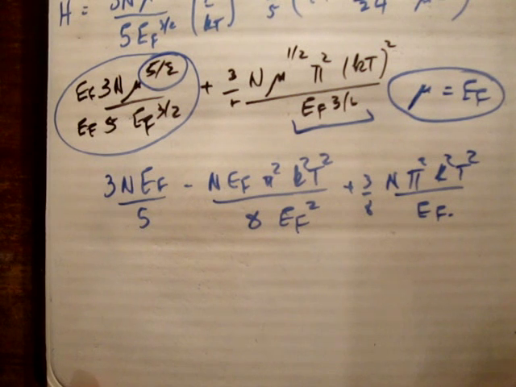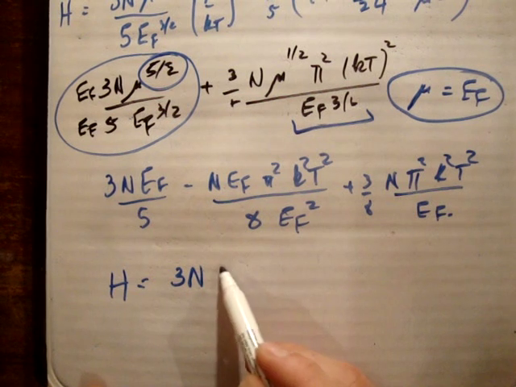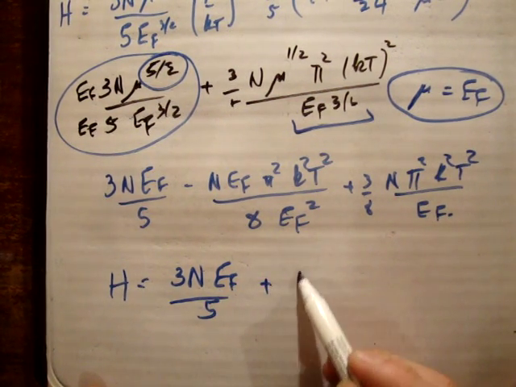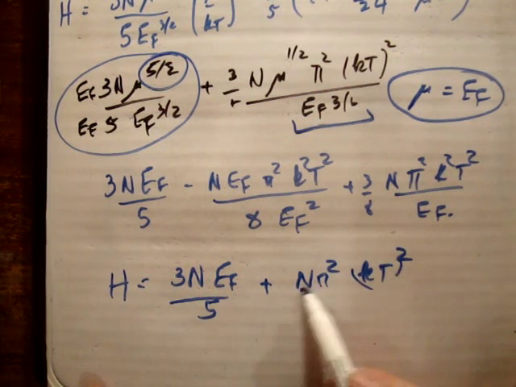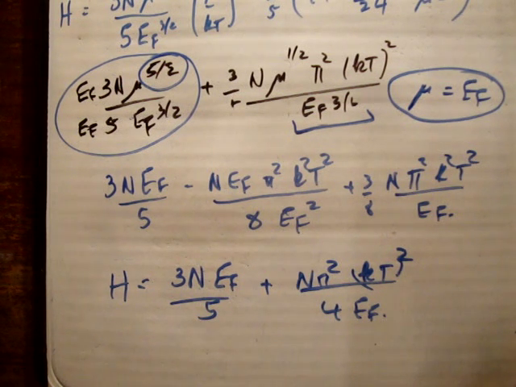Okay, so you can just basically add the two of those, and you finally get the enthalpy is equal to 3 times N times E Fermi divided by 5 plus N pi squared kT squared divided by 4 E Fermi. Okay, now I know I rushed through that, but I'd like to think I explained the steps anyway. So, yeah, that's the correct answer there.